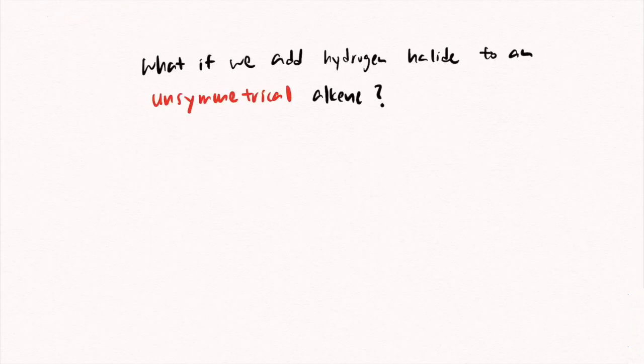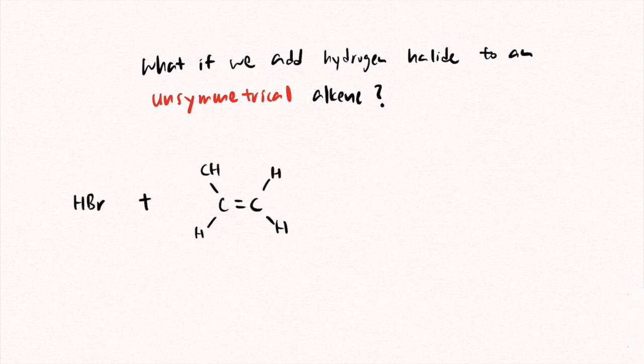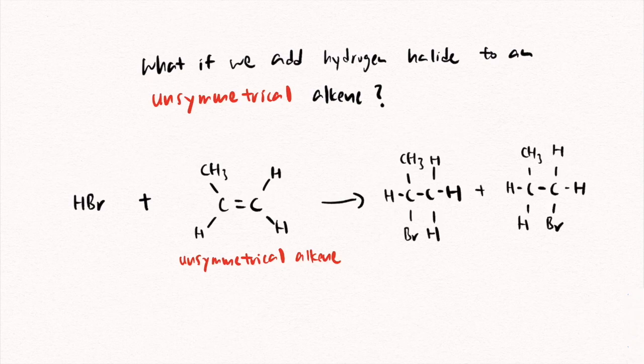However, what if we are now adding a hydrogen halide to an unsymmetrical alkene? For instance, what if we add HBr to propene instead? Propene is an unsymmetrical alkene. Do you realize that we can form two possible products instead of one? We will be able to form both 2-bromopropane and 1-bromopropane. One of them will be the major product, and one of them will be the minor product. How do we know which is which?